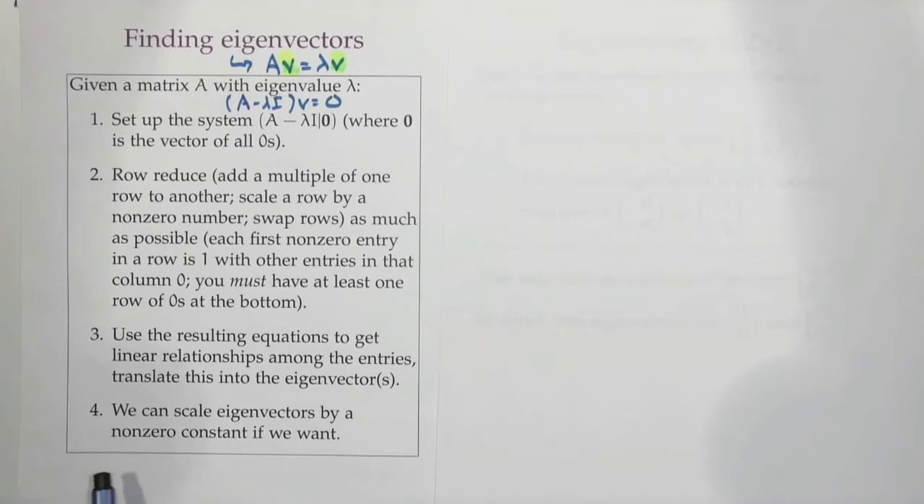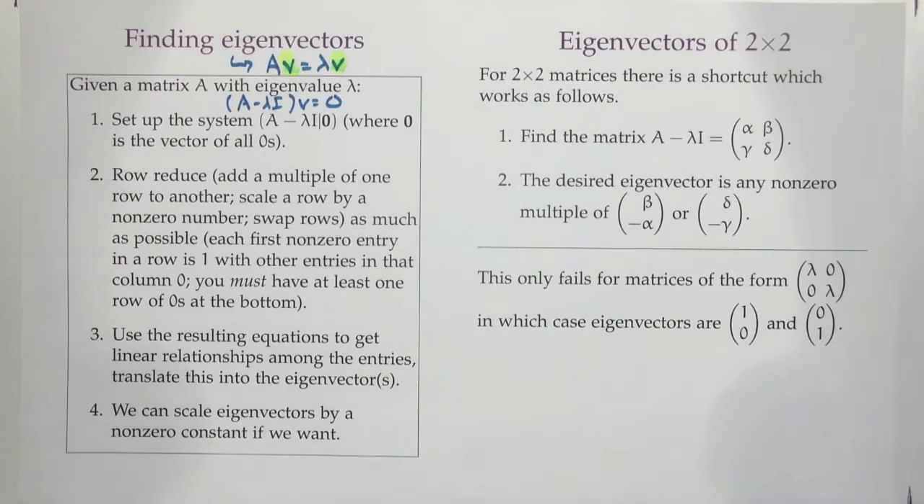And of course, they're not unique, because I can always scale. So you scale to make them look pretty. Now that's finding eigenvectors in general. But in our class, we're focusing on 2x2s. So maybe once in a while we might have to do a 3x3. For that, well, we can always ask a computer.